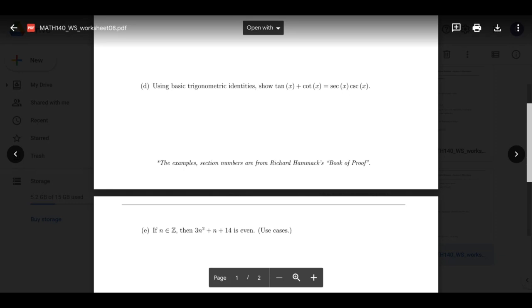Oh, okay. I don't think I answered Samuel's question. Samuel's question is why we need cases. Because otherwise, how do we prove it? Because we want to prove this, n is in the integers, and we want to prove the whole thing is even. Because in the integers, we know there are integers that are odd, there are integers that are even, right? That's why we need to split into two cases.